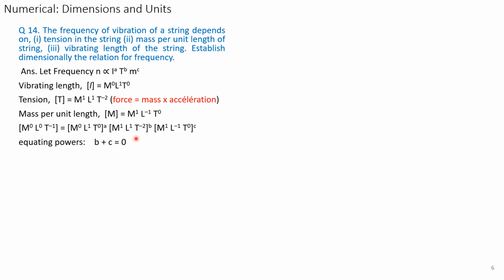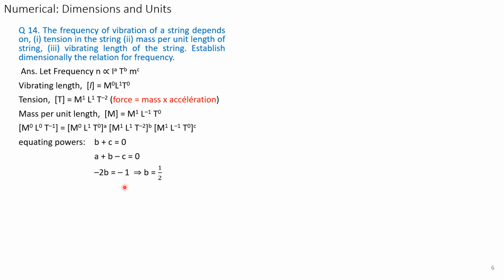Therefore, for mass, B plus C is equal to 0, since mass is to the power of 0 on the left hand side. So B plus C equals 0. Then equating the powers of L, we get 0 is equal to A plus B minus C, because here it is L to the power of -1, therefore it is minus C, equals 0.